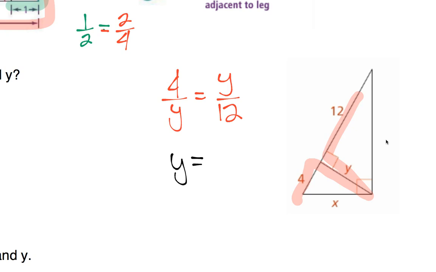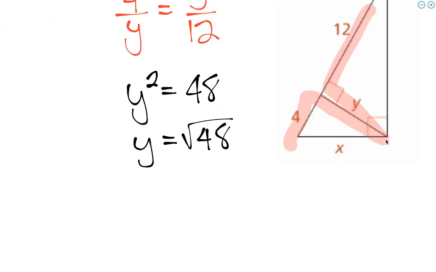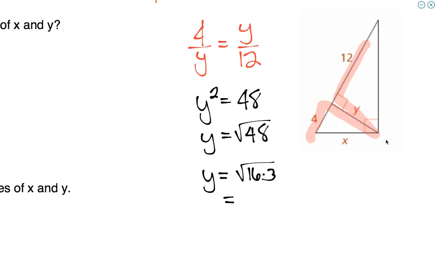So that means y equals the square root of 48. I went straight to that. Let me slow that down. Y squared equals 48, so y equals the square root of 48. What's inside 48 that's a perfect square? 16. The square root of 16 is 4. So y equals 4 times the square root of 3.